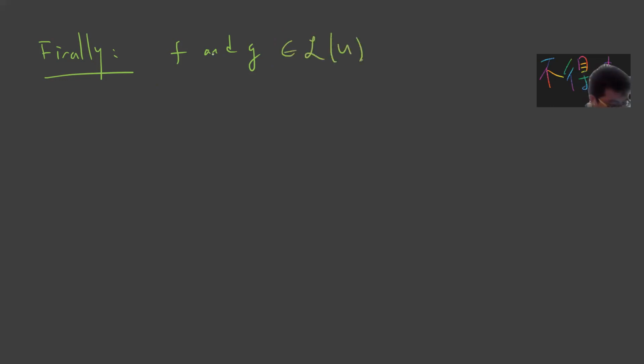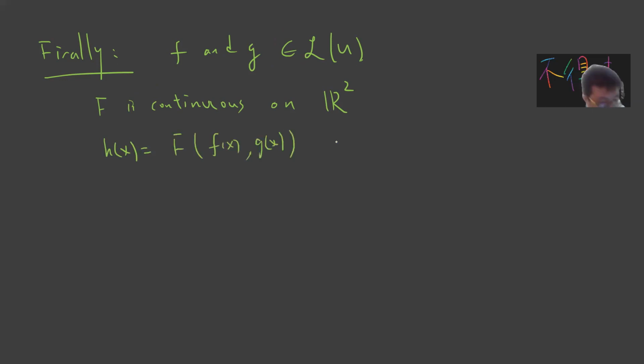And finally, let's say f and g are measurable real valued functions defined on x. Let's say F is continuous on R squared. Then let's define h of x to be F of f of x, g of x. I use two components, and x belongs to x. Then h is measurable.